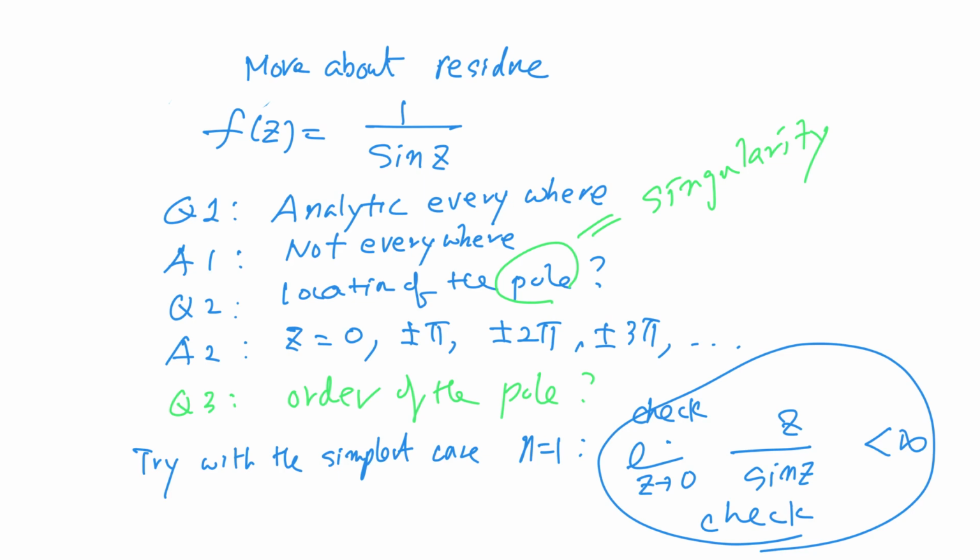But we have a little trouble because when z goes to 0, sine z also goes to 0. So that means numerator and denominator are both going to 0. So it's basically 0 divided by 0 form. And whether we can define the ratio between 0 divided by 0, that's normally very difficult to do. So we'll take a detour.